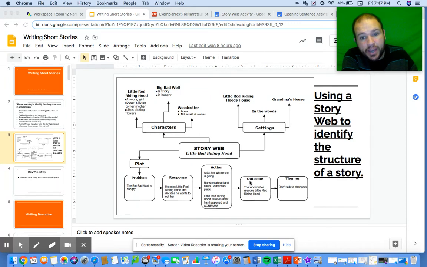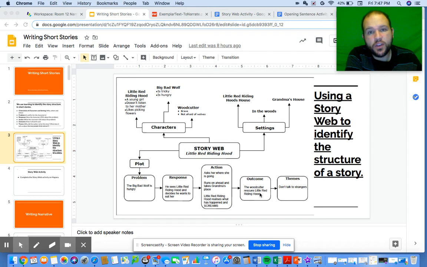And then the outcome, which is the result of the story, or the resolution, is that the woodcutter rescues Little Red Riding Hood when she screams, because he hears her when he's walking by or something like that. Now, there is a theme in the story. When you're doing yours, I'm not expecting you to come up with the theme in the story that you're reading. That's not what I'm going to need you to do.